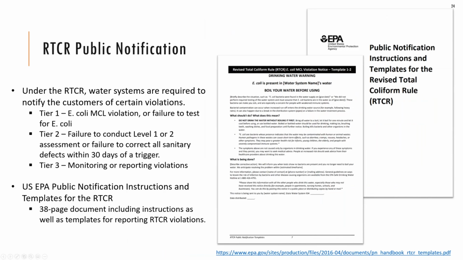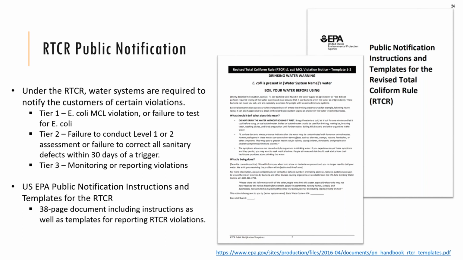And finally, let's go over the public notification requirements under the RTCR. There are 3 tiers of violations which require water systems to notify their customers. A Tier 1 violation requires immediate notice, usually within 24 hours, and this is triggered when an E. coli positive MCL violation occurs. A Tier 2 violation requires notice within 30 days and is triggered when a system fails to conduct a level 1 or 2 assessment, or fails to correct all sanitary defects within 30 days. A Tier 3 violation requires an annual notice, and these would be monitoring and reporting violations.